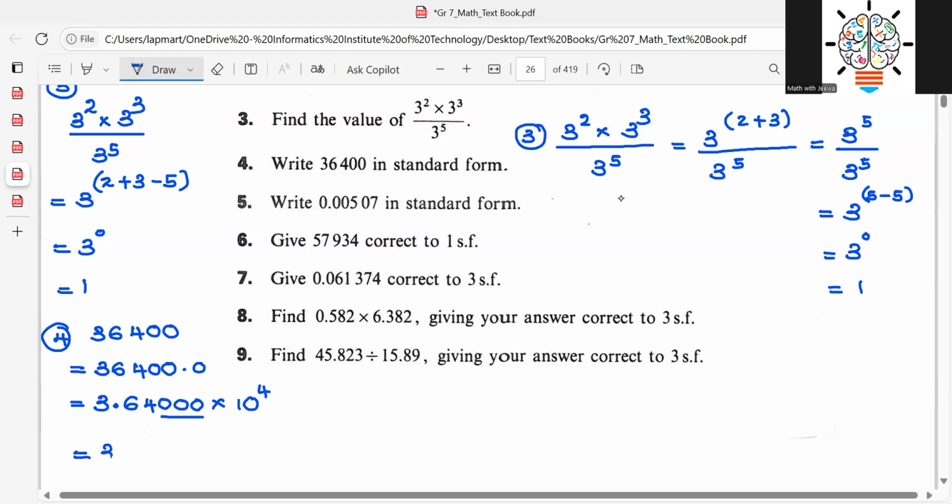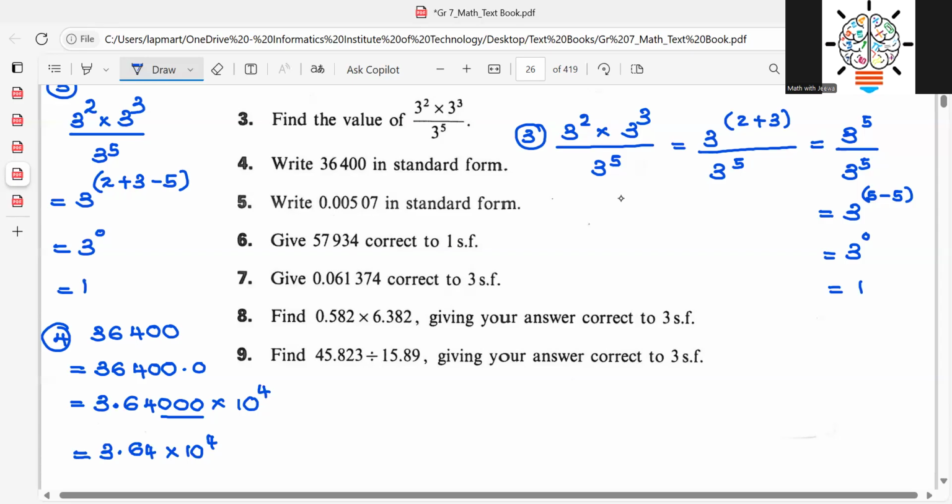No point of keeping these zeros at the end as this is a decimal value. Therefore, I conclude my answer 3.64 multiplied by 10 to the power of 4. Right? So this is how it works. So if you have a whole number, first you write it with the hidden decimal point. Then you move the decimal point, and I have told you the decimal point is not moving anywhere. For easy reference, we are just mentioning it.